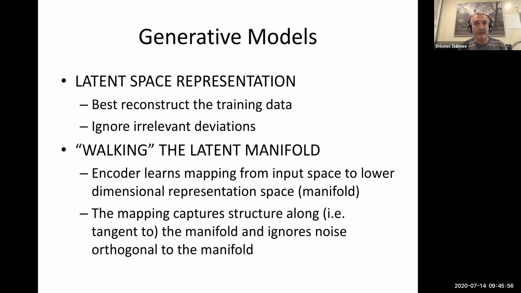The basic element of a generative model is that we have a latent space representation, and the goal of this latent representation is, of course, to reconstruct the training data, but also, because it's probabilistic, you hope that it will ignore irrelevant deviations. The most intuitive example would be data reduction, where you assume that the dimensions that you throw away are noise. So by compressing or finding a more compact representation, you'll be able to ignore these irrelevant deviations, throw away noise and keep the structure.